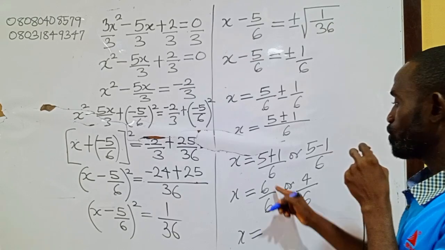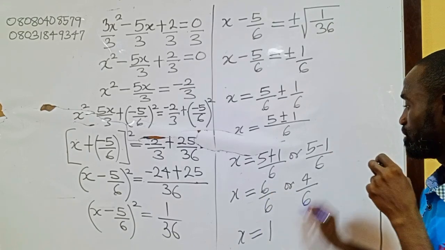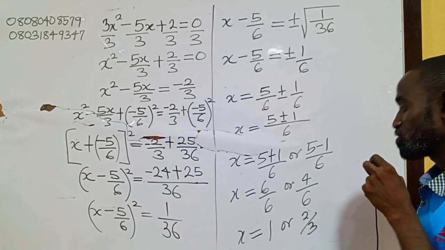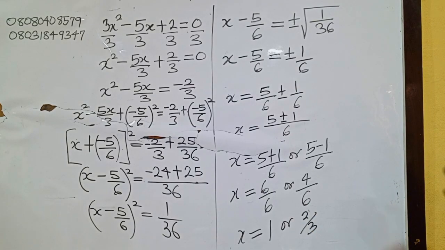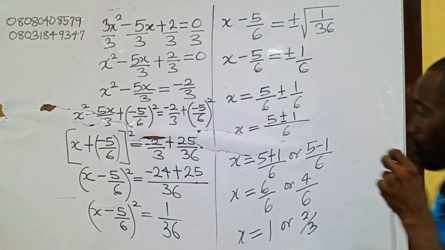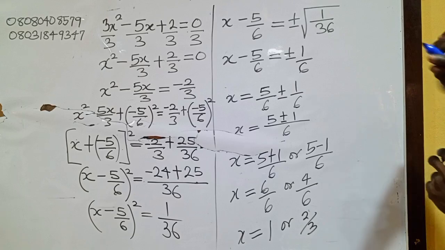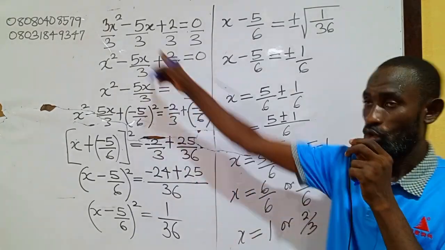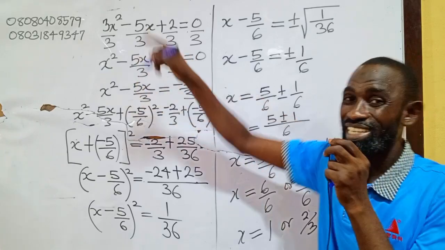X will now be equals to 6 in 6, 1. 4 over 6, divide by 2: 2 all over 3. So our answer is x is equals to 1 or x is equals to 2 over 3. When we put these values here, we must have the 0. Okay, let us confirm. I will use 1 to confirm it, and you use 2 over 3 to confirm. Are you with me?